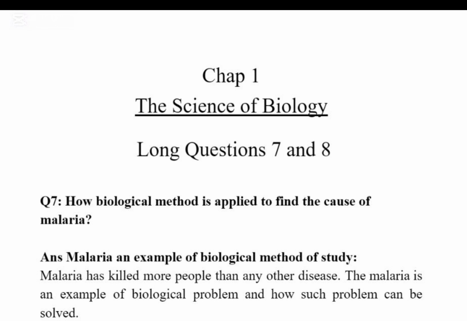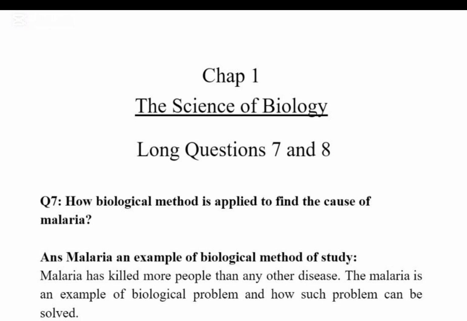Have you ever seen someone having high fever with chills and sweating? Or maybe someone in your family got sick after mosquito bites? That disease could be malaria, which is very common in many areas, especially where there is dirty or standing water. Malaria is a serious disease that has affected millions of people.